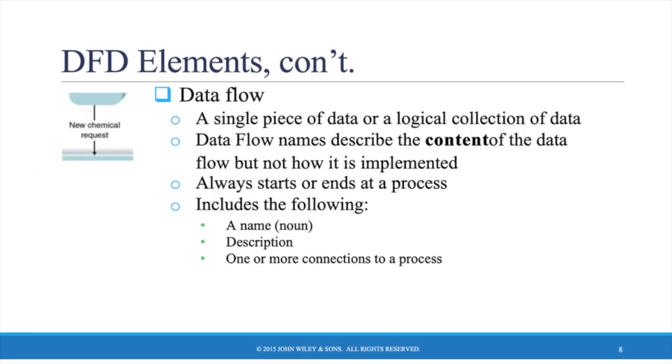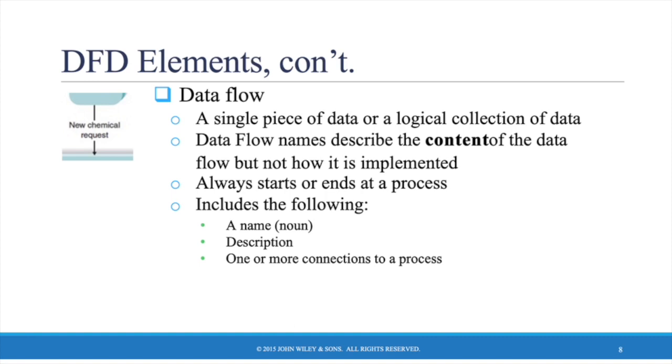So that is what you represent as a process. Now this is the data flow, which you can see here. As represented here, we have a data flow called new chemical requests. A data flow is simply a single piece of data or logical collection of data that goes into a process or comes out of a process. Data flow names describe the content of the data flow, but not how it is implemented. It just describes the content of that data. It always starts and ends at a process.